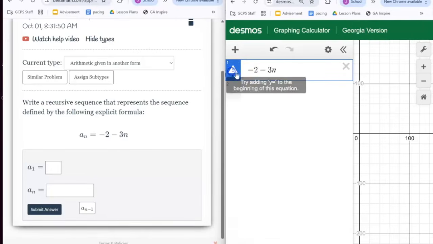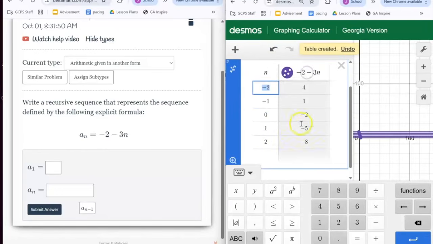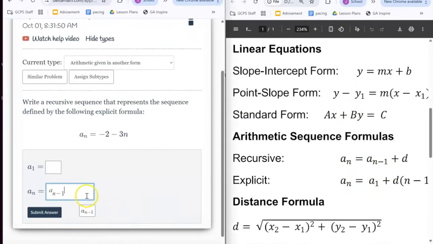So let's do this question. All right, so again, there's an error. Try adding y equals. Make it a table. And I can see my terms. My first term is -5. My second term is -8. Now that I know that, if I'm writing my recursive formula, in my recursive formula I need the one before plus d. So the one before plus the common difference.